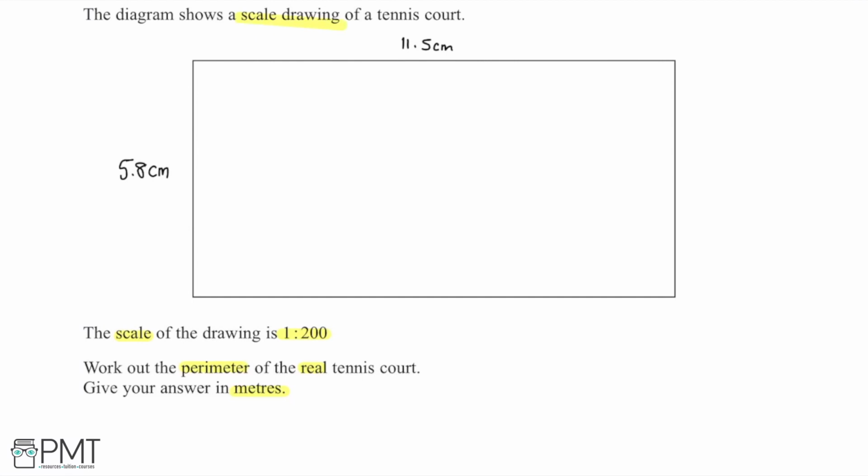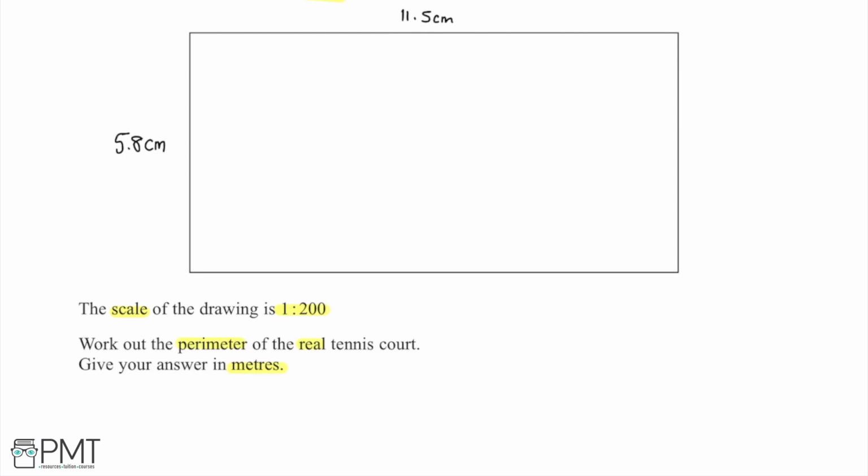So if the scale is 1 to 200, this means that I'm going to need to multiply both of my values by 200 to find the real values. So for example, 1 centimetre in the drawing is going to be 200 centimetres in real life. So if I do the width first, I can take 11.5 and multiply that by 200, and that gives me an answer of 2,300, remembering this is in centimetres still. And then similarly, 5.8 for the height multiplied by 200 gives me an answer of 1,160, again in centimetres.